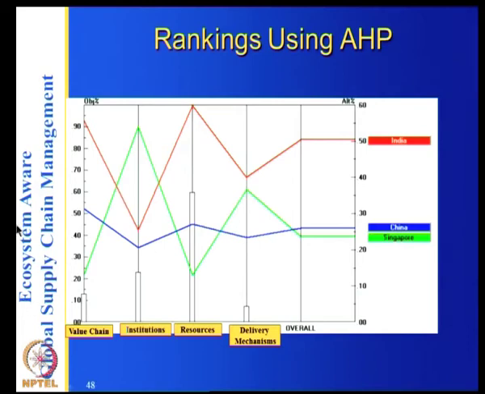So what is the big point here? The big point is we have selected the resources, the institutions and the delivery mechanisms. We have subdivided them into various subparameters. We have collected the data from the field regarding the availability, rank ordered them, and given them a rank. For each of them, and finally we added all of them, then got this. So that's what AHP is about.